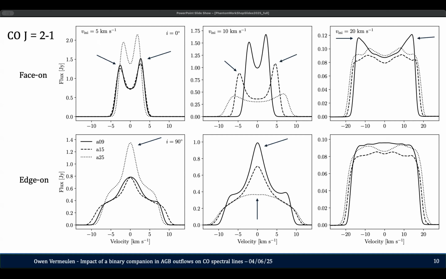But if we look at these actual models, these are really approaching a flat top line profile that looks very similar to the single star simulation. And you can imagine if we add noise on top of this, they become completely indistinguishable.